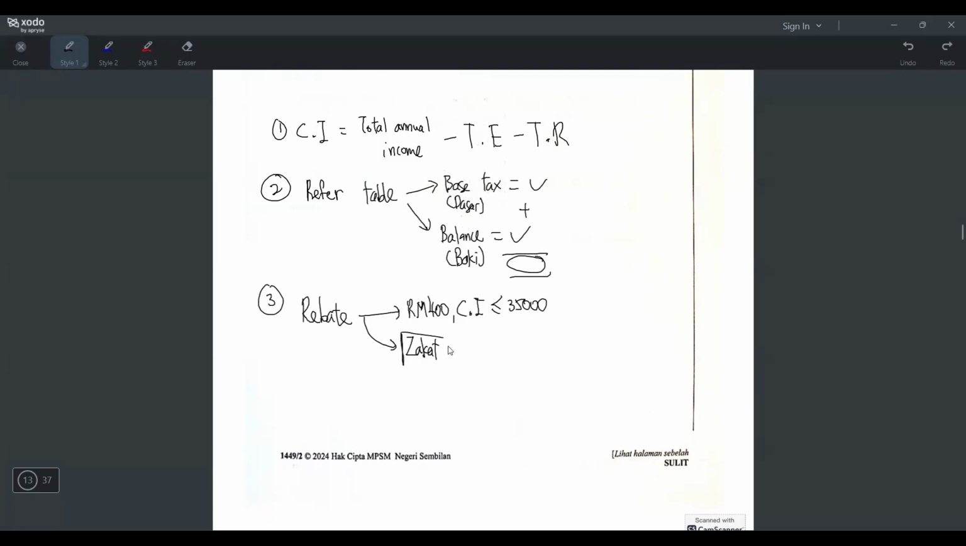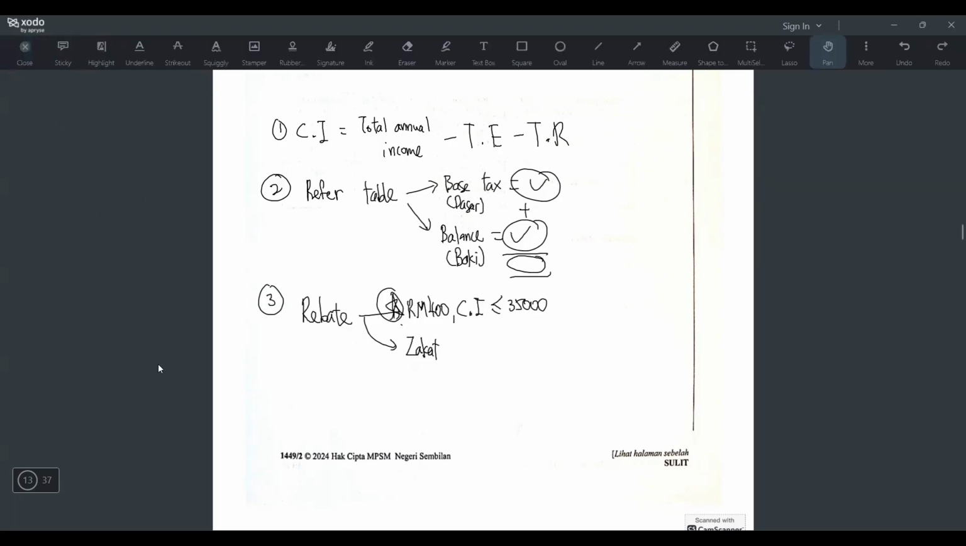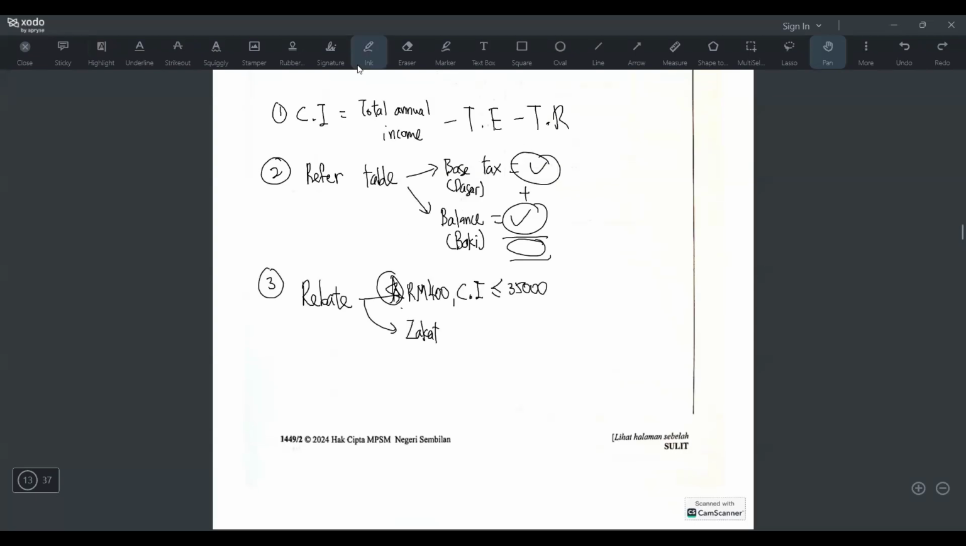Zakat, they will mention it in the question. If they never mention, means don't have lah. It means don't have zakat lah, right? But if they have, they will mention it in the question. But this one, the 400 one, they will never mention it in the question. So you have to hafal lah, right? So after you take your base tax plus your balance tax and you minus all the rebate you have, then that's all. That's the income tax lah. This is how you calculate income tax.